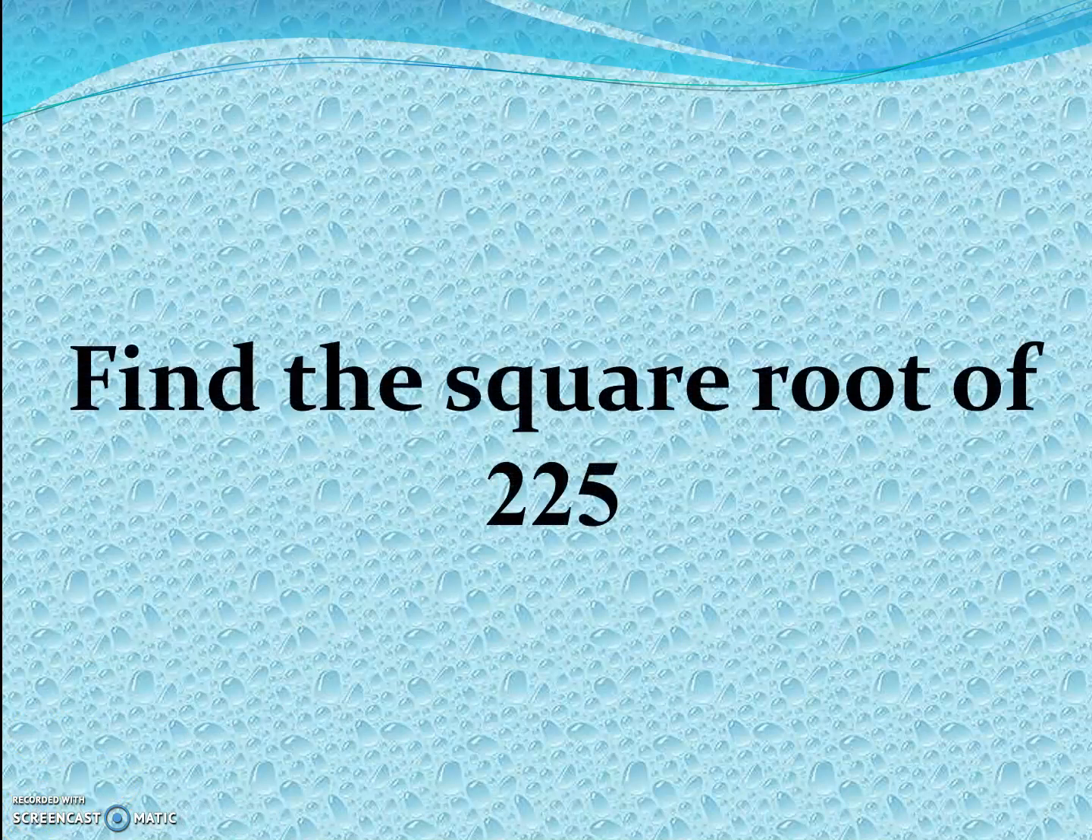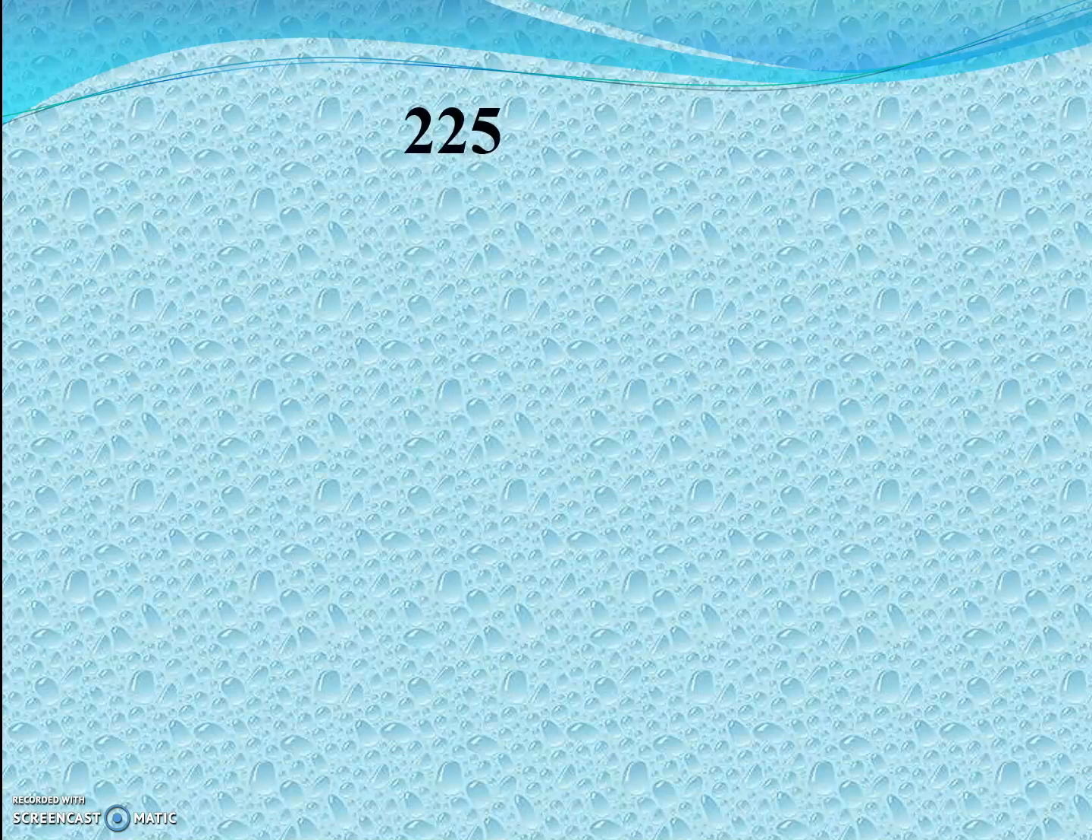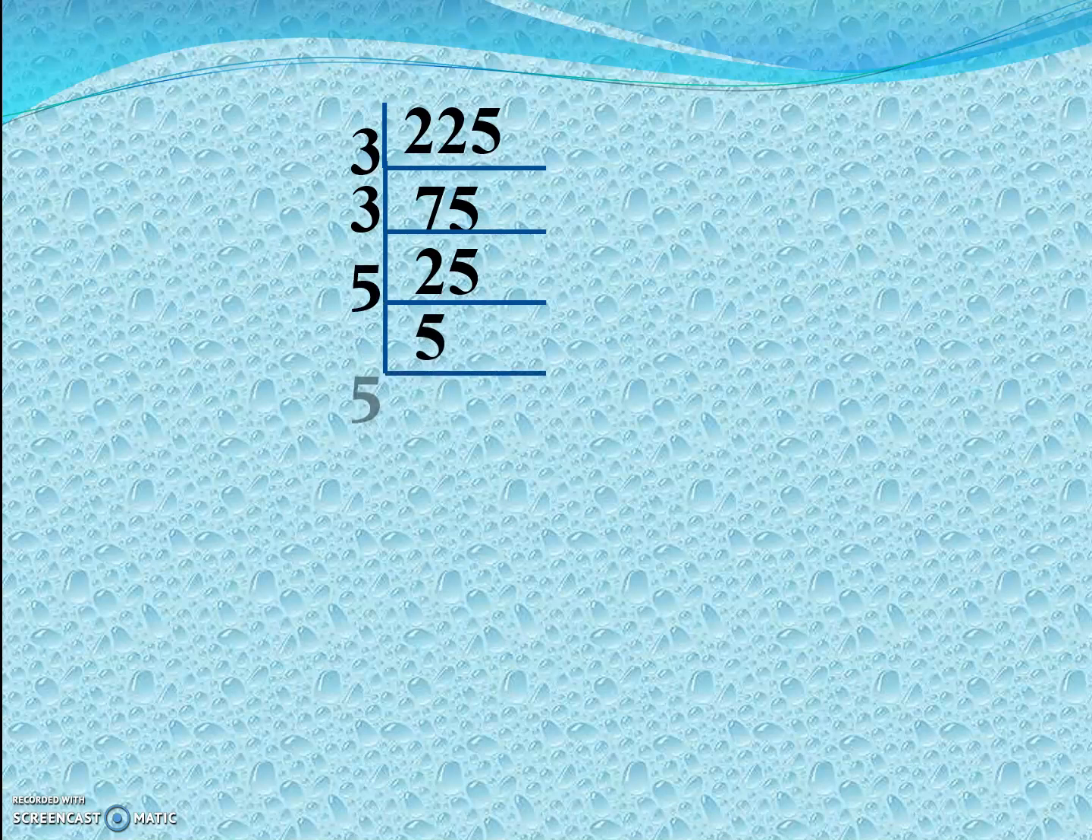Now let's move on with another example. Find the square root of 225. Now we are going to factorize 225. Here 225 cannot be divided by 2 because an odd number is at the last, so we'll try 3. It can be divided by 3 because 2 plus 2 is 4 plus 5 is 9, which can be divided by 3. So 3 75s are 225. Again 75 can be divided by 3. So 3 25s are 75. Now it cannot be divided by 3, so we'll divide by 5. 5 5s are 25, and again 5 1s are 5.